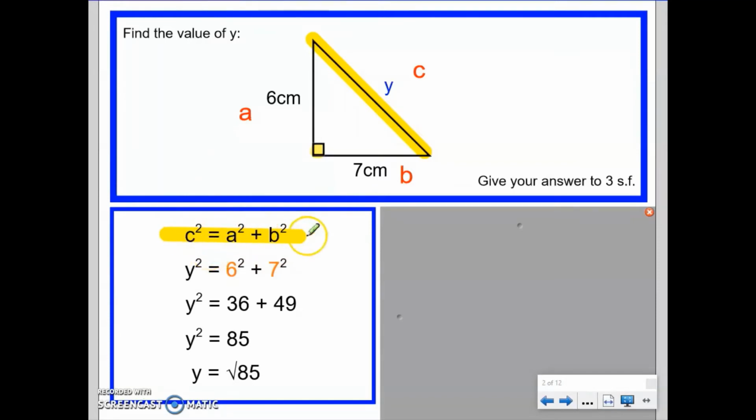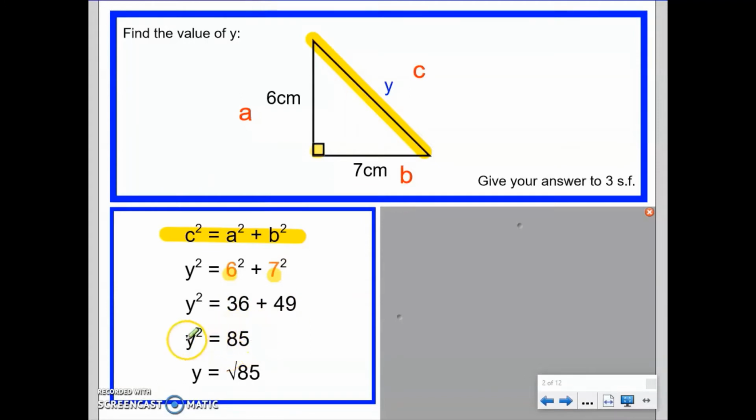So now I'm going to use my knowledge of algebra and substitution to find the value of C. So the first thing I do is I substitute in my value of A. A is this side here, which is 6 centimeters. So 6 gets substituted in and replaces the A. This length here is 7 centimeters. We've labeled it B. So the 7 gets substituted in and replaces the B. From here, I'm going to square the 6 to get 36, and I'm going to square the 7 to get 49. Then I add my two squareds together to get 85.